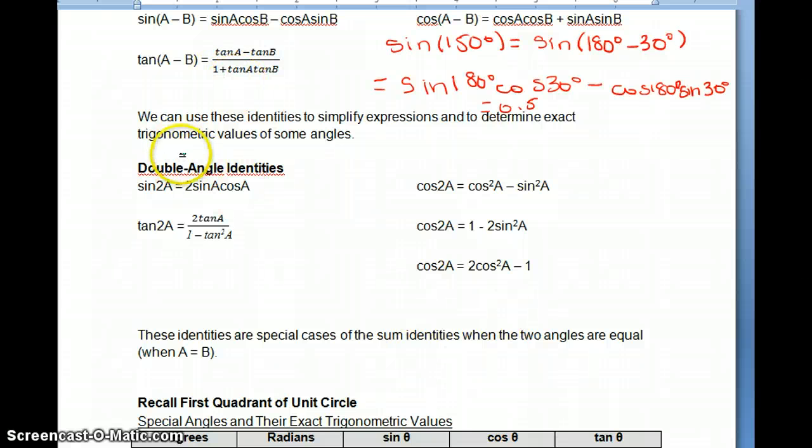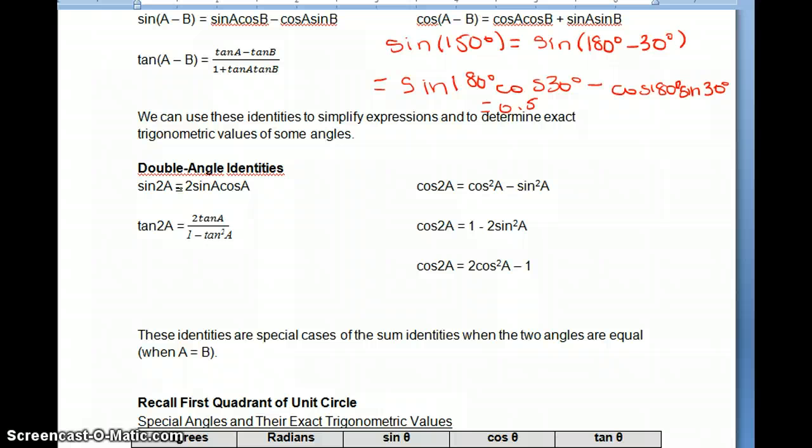Just as a little note, we can use these identities to simplify expressions and to determine exact trigonometric values of some angles. So you're given one that's not so nice, but we can rewrite it to use angles where we actually know those values. It's really nice in that sense. Now, when we're dealing with the double angle identities, these ones are a little bit trickier to understand, but you'll be given this, so it'll be nice that way. So here we have the sine of 2a, so that'd be some angle a where it's getting doubled by that 2 there.